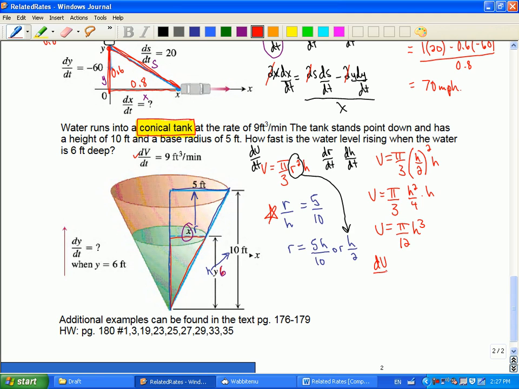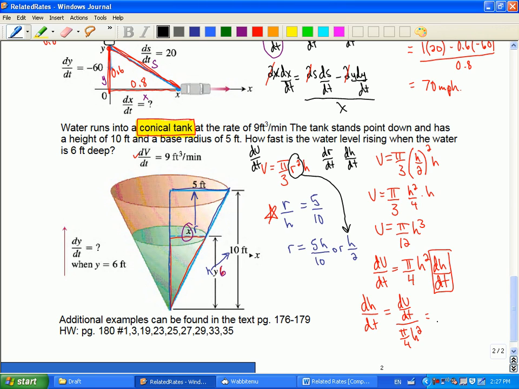The change in volume with respect to time is just going to be 3 times pi over 12, which is pi over 4, h squared dh/dt. And since I'm trying to figure out what is the change in height, dh/dt is the change in volume with respect to time divided by pi over 4 h squared. I know what the height is, I know what the change in volume is, and pi over 4 is a constant, so I'm ready to put my numbers in and solve.